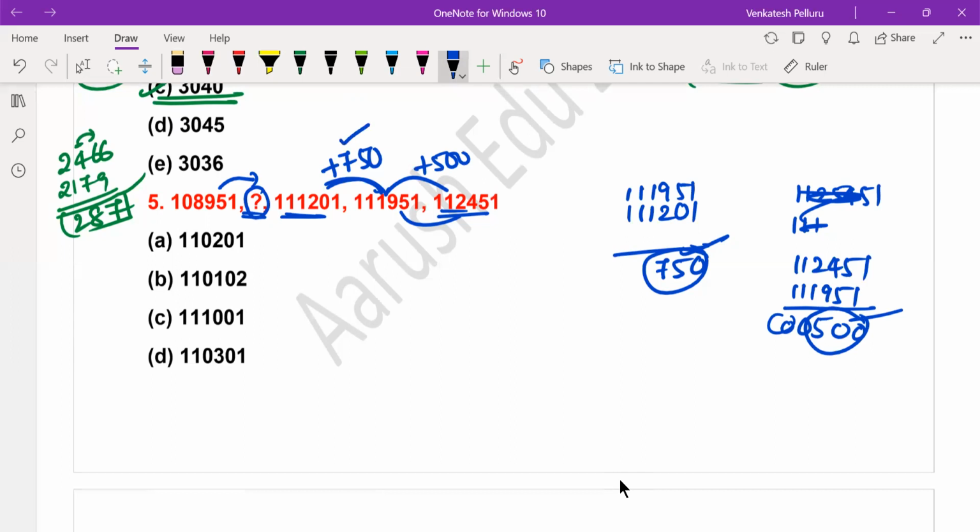If you see, first I have added 750, came down to 500. What is the difference? 250. So I have reduced it.